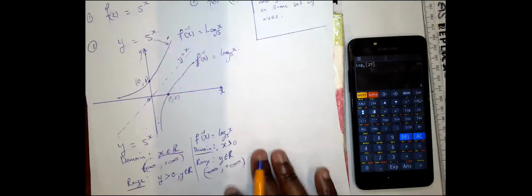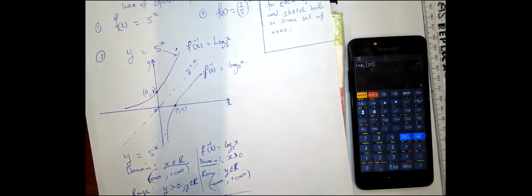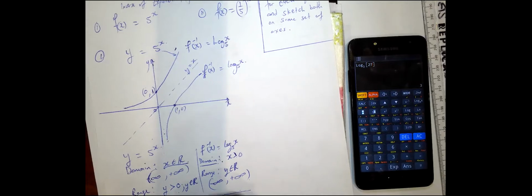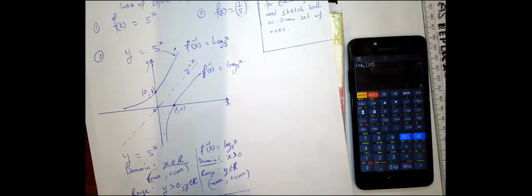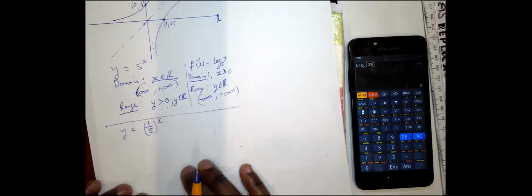Now, let's look into the second scenario, where we are given f of x, y equal to 1/5 to the power of x. Sorry, y is equal to 1 over 5 to the power of x. So this is question 2.